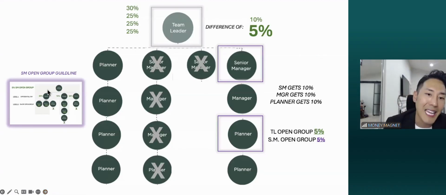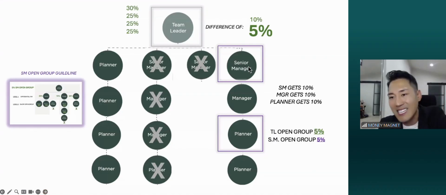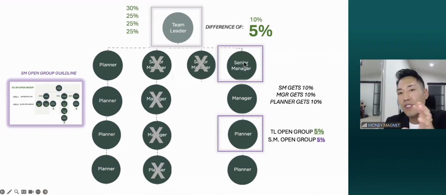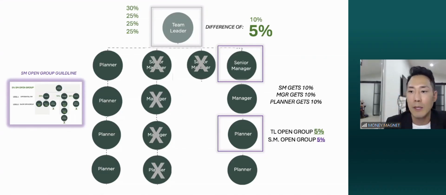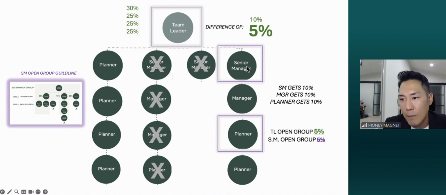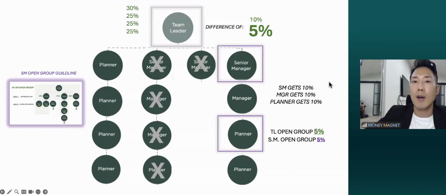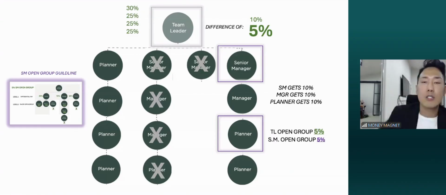So remember how I talked about the SM open group, right? Let's take a look at this guy, the frontline senior manager. We have to calculate what he's going to get paid to know what the team leader is getting paid. A senior manager, obviously, got the differential pay, but also because there is no other senior manager in between here, this senior manager is going to be awarded a 5% senior manager open group payout, right? So remember, 10%, 10%, 10%, SM, manager, planner, 30% of the pie is already taken. It's already paid out. So what's left over?